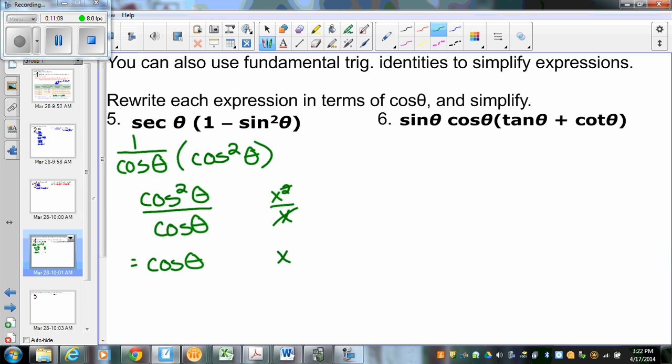So I want you to pause the video again, and I want you to simplify number 6 by trying to write everything in terms of cosine if possible.